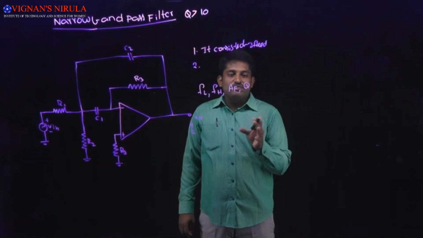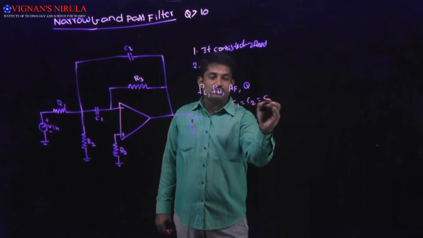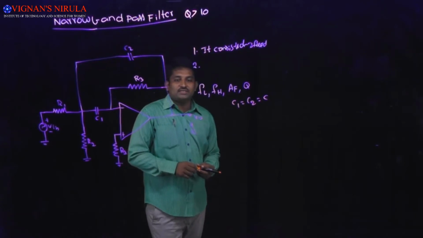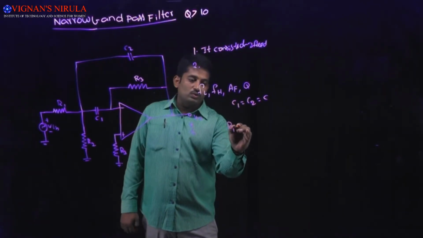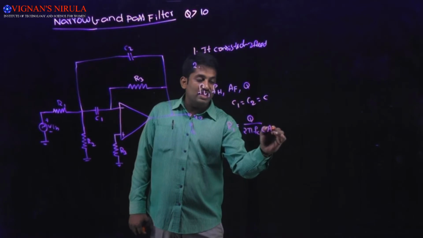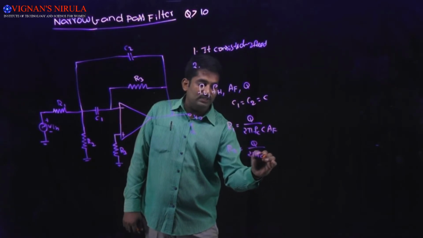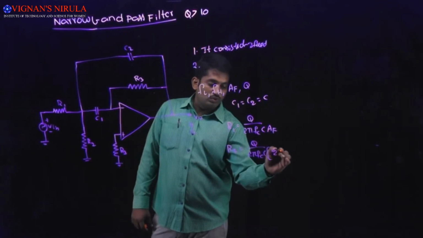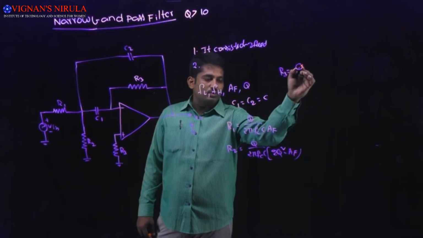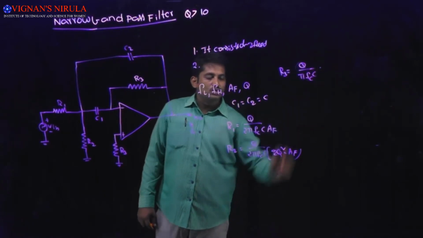For simplification, we are going to consider C1 is equal to C2 is equal to C, and the components related to the various parameters are R1 is equal to Q divided by 2 pi FC into C into AF, and R2 is equal to Q divided by 2 pi FC into C into 2Q square minus AF, and R3 is calculated by using Q divided by pi into FC into C.